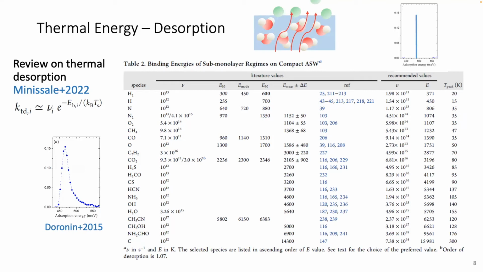The simplest way you can do it is to just consider a single binding energy per molecule. But the reality is more complex: it's not just one energy, it's a whole distribution of energy. So it's better if you can consider this whole distribution of energy, and they really listed the literature values here. Why is it important to take a distribution of binding energies, as suggested in this paper from Mikhail Doronin 2015? It's important because it has a strong impact on the interstellar abundances.